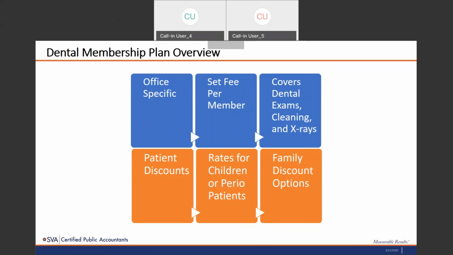Some plans will split out those set fees and do a different rate for children in a plan or do a different rate for perio patients who are in your plan. And then they might even do a different rate or a different discount for a whole family that signs up for the dental membership plan. It's really, at a high level, what your dental membership plan is: a set fee that's covering a group of services and then a discount for any other services that are outside of that.